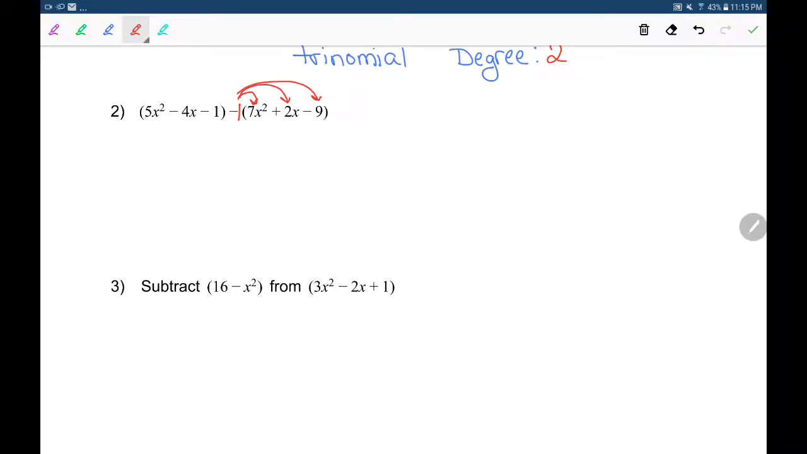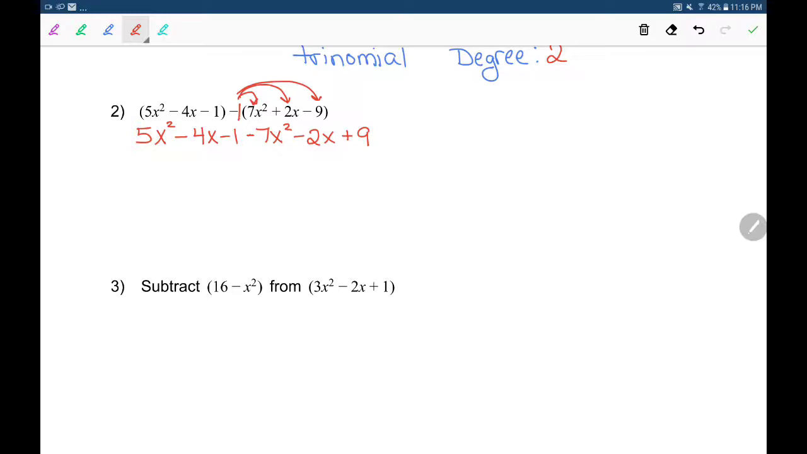Okay, so this first set of terms here didn't change. Nothing changed, so I'm just bringing those down. In my second set, that's where I'm going to multiply each and every part by negative 1. Negative 1 times 7 gives me a negative 7x squared. Negative 1 times positive 2 gives me a negative 2x. And negative 1 times a negative 9 gives me a positive 9. So all of my signs changed.